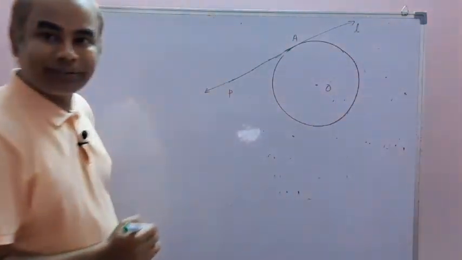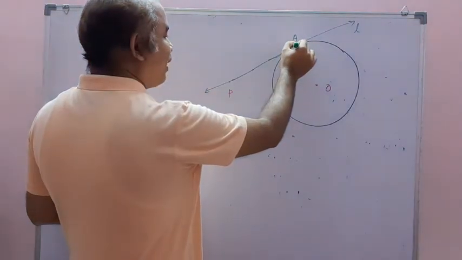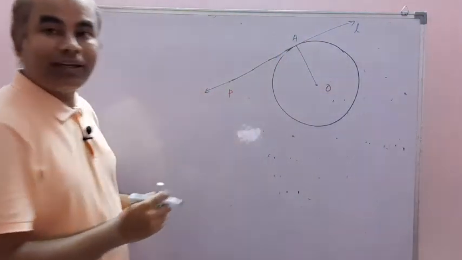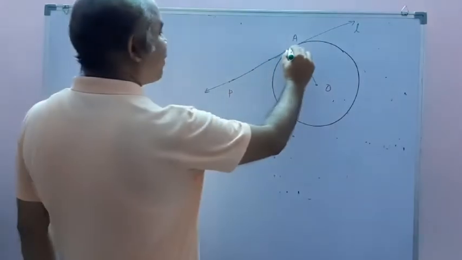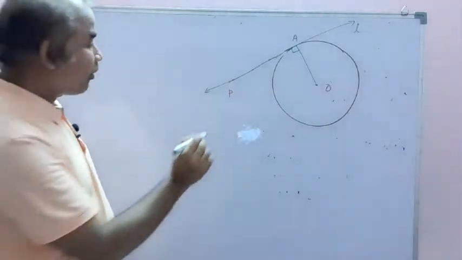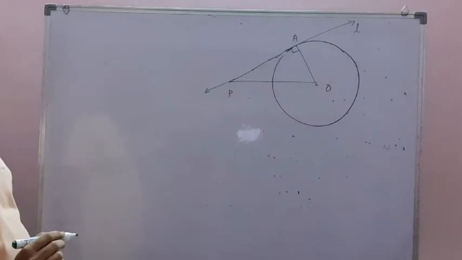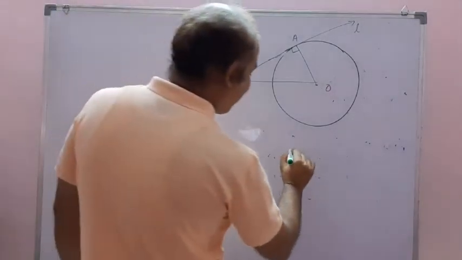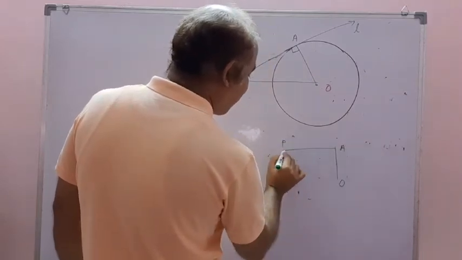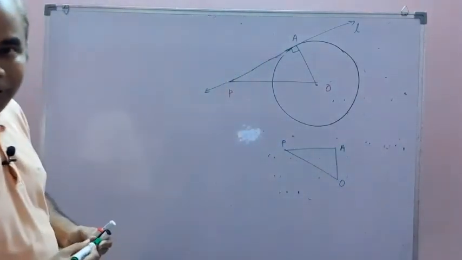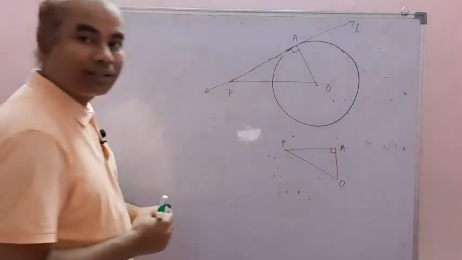L is the tangent. If L is tangent, then A is the point of contact. If A is the point of contact, then OA is perpendicular to the tangent, as the radius at point of contact. So this is perpendicular. When I join this, all of you can see that a right triangle is formed here. In this right triangle, this angle is 90 degrees.